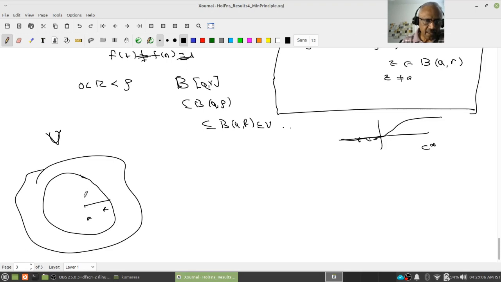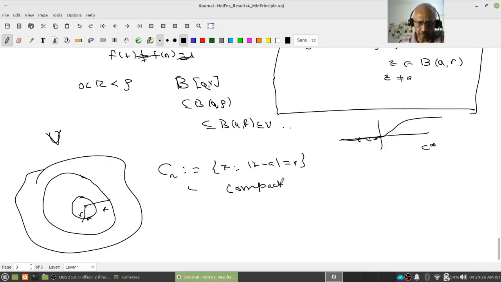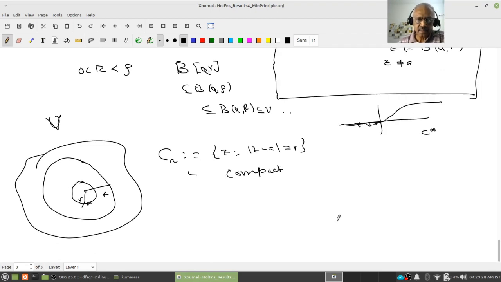Okay, now I have this is my bar. Let C_r equal to the set of z such that mod z minus a equals r. Now this is the circle centered at a with radius r, therefore we know this is compact, right? Now for any z in C_r, f of z is not equal to f of a.